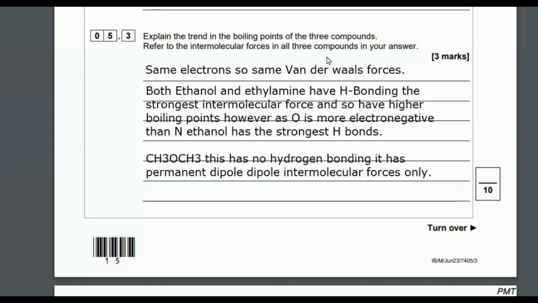So I would say the marks here are for pointing out that ethanol and ethylamine both have H bonding, pointing out that ethanol has the strongest hydrogen bonding, and then saying that CH3OCH3 only has permanent dipole-dipole intermolecular forces. And I probably should say these are not as strong as hydrogen bonding, which explains why they're more easily overcome and hence the lower boiling point.